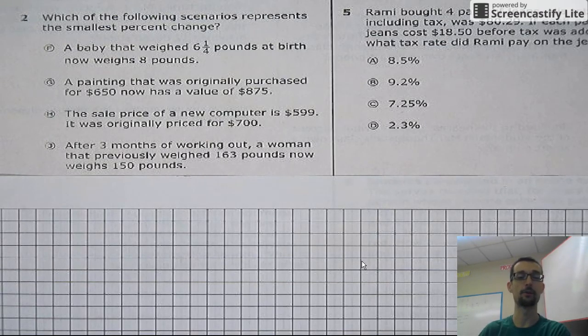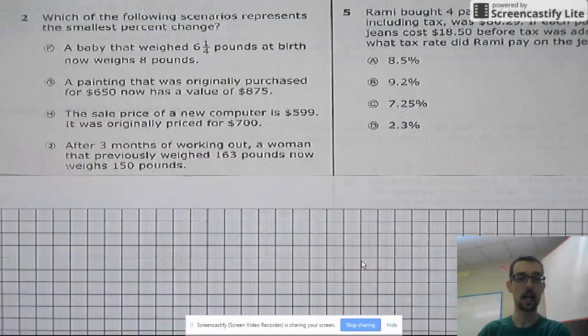A painting that was originally purchased for $650 now has a value of $875. Again, that's an increase. The sale price of a new computer is $599. It was originally priced for $700. That's a decrease. And after 3 months of working out, a woman that previously weighed 163 pounds now weighs 150 pounds. That's also a decrease.